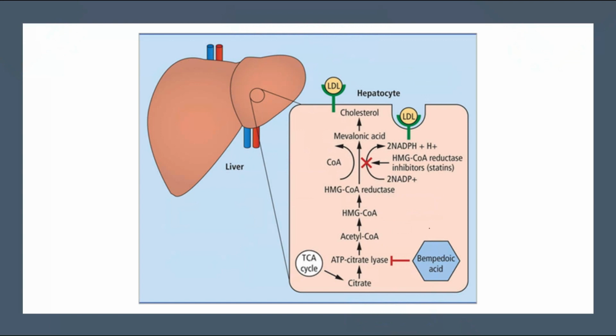The mechanism of bempedoic acid inhibits ATP citrate lyase. This is part of the cholesterol synthesis pathway, and citrate comes from the TCA cycle, also known as the Krebs cycle. And here, just a reminder that statins work over here by inhibiting HMG-CoA reductase.